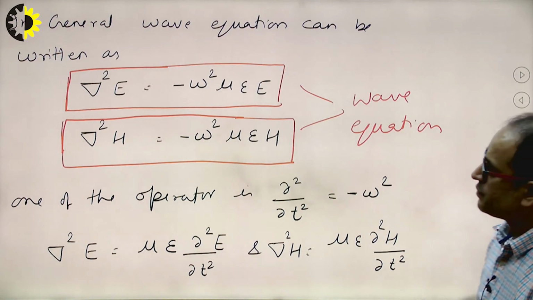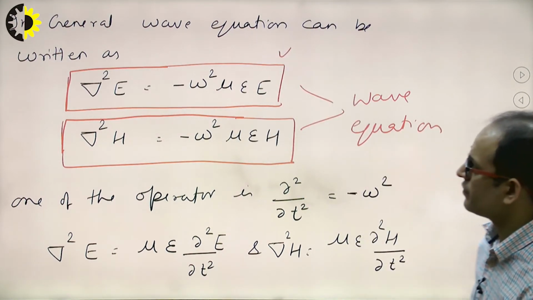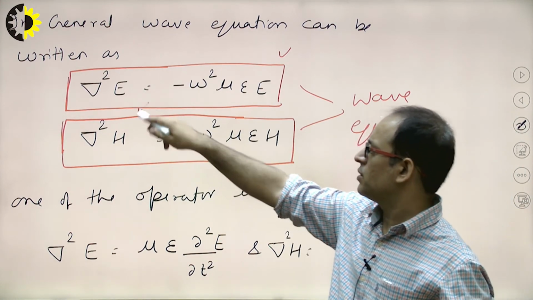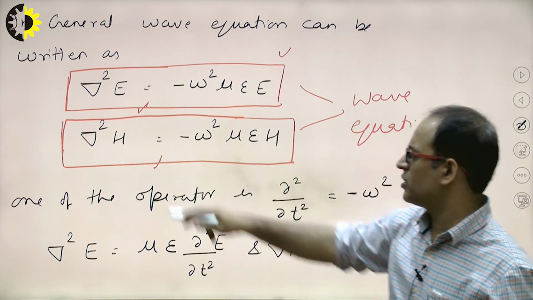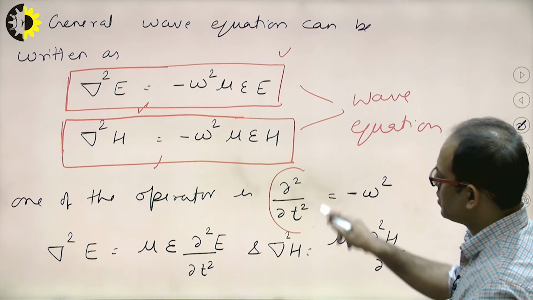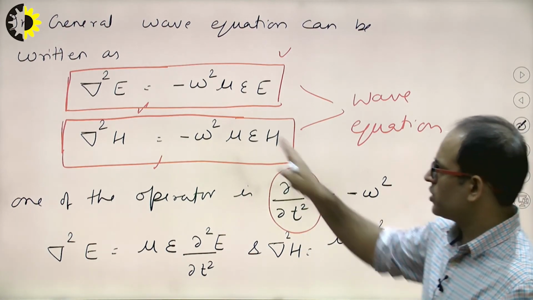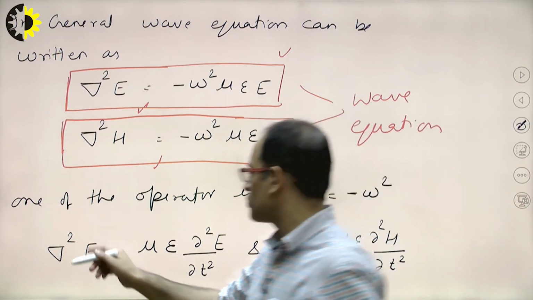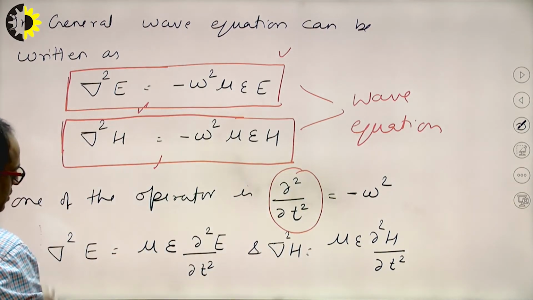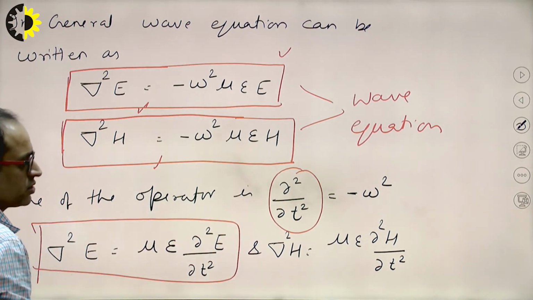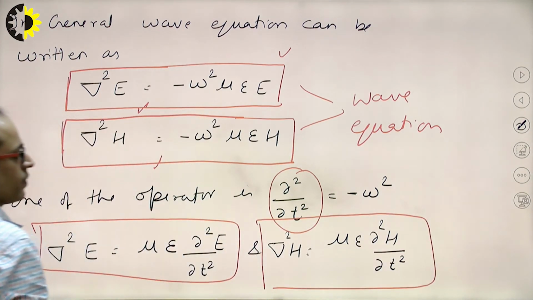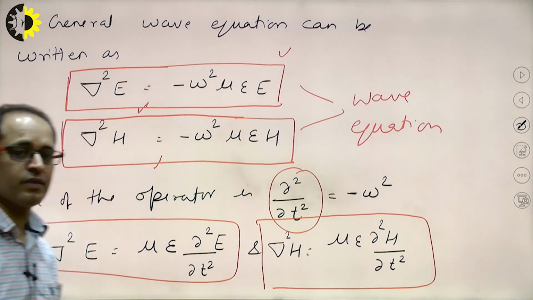Clear? Now these are the general wave equations: the first is del square E, and the second general equation is this one. One parameter, del square by del t square, is equal to minus omega square. Just putting minus omega square equal to del square by del t square, you will get another way of representing the generalized wave equation, and this one is in terms of the magnetic field.